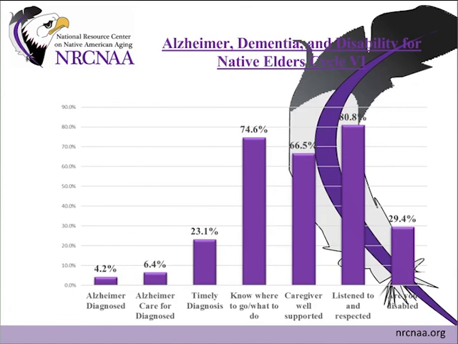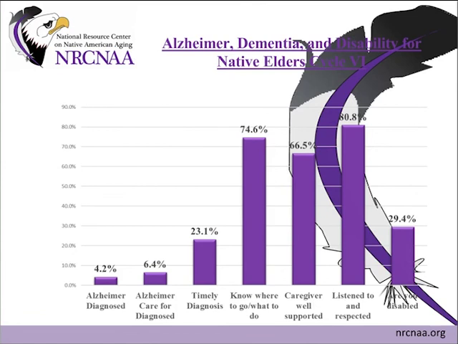From here, we can see that 80.8% of Native elders felt that their wishes were listened to and respected in terms of the type of care they wanted or required. So this is, like I said, a simple frequency bar graph that I created just to give you an idea of how you can utilize some of that data.